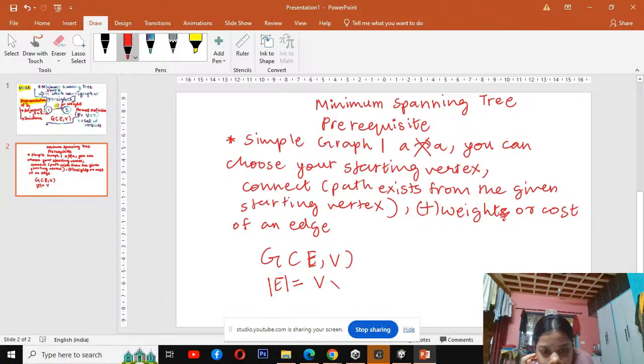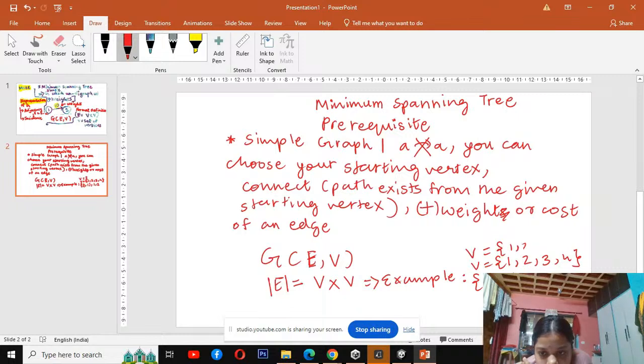And then you have V cross V. Suppose, for example, I'm giving you an example, suppose you have V equals 1, 2, 3, 4. So what I'm going to do is take this and write down 1 comma 1, 1 comma 2. Then you circle around this. One goes to one, one goes to two, one goes to three, one goes to four. So you go until you get 1 comma 4.